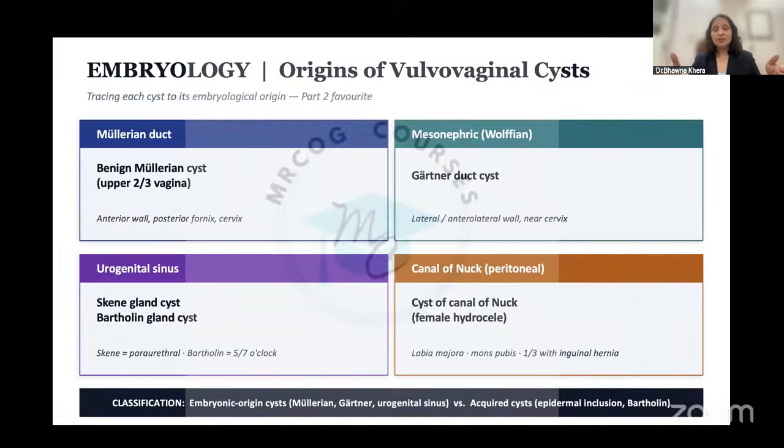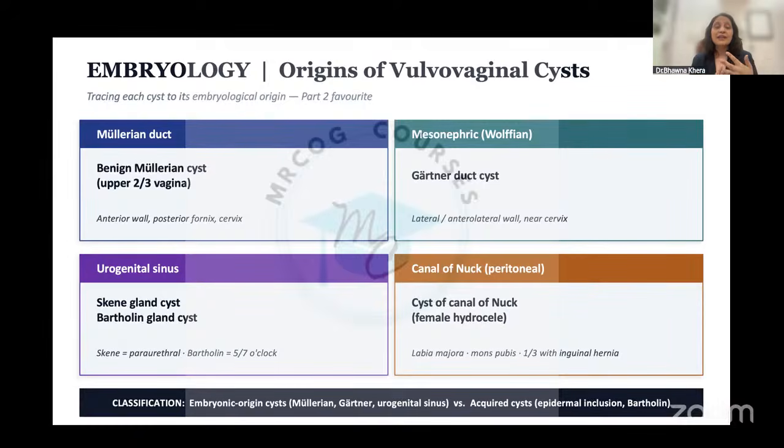Something about the embryology, again important for both Part 1 and Part 2 candidates. The origins of the vulvovaginal cyst. Mullerian duct can be one of the reasons, so benign Mullerian cyst, upper two-thirds of the vagina. Here it is important to see that the location will guide you from where it is coming: anterior wall, posterior fornix, cervix. Now the mesonephric, that is the Gartner's duct cyst, which is actually a remnant cyst, and you can find it in the lateral wall of the vagina.